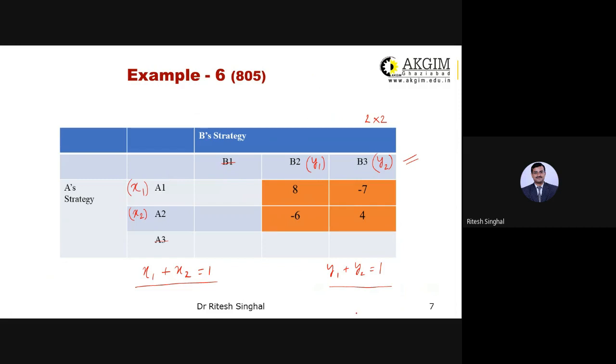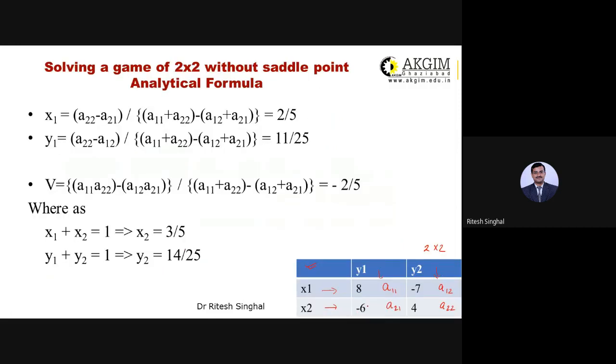So now we need to calculate the value of x1, x2, y1, y2, and v, that is the value of the game, using this particular formula, and this formula is called the analytical formula. So here calculate x1 as a22 minus a21. Every value of a12 and a21 is given in this small 2 by 2 matrix.